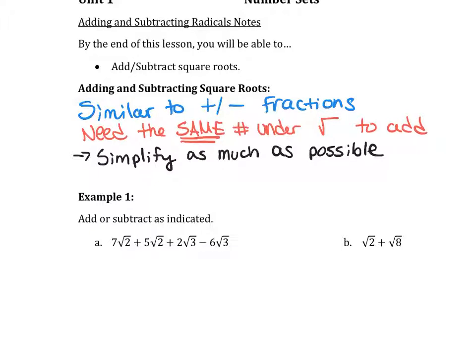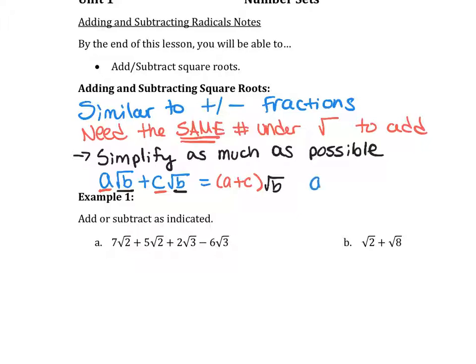And then once you've simplified as much as possible, any of your terms that have the same number under the square root can be combined if they're being added. So if you had a square root of b plus c square root of b, you would be able to take your numbers outside of the parentheses, so a plus c, and add them together, and the square root of b just comes along. Just like when adding and subtracting fractions, you add or subtract the numerators, and the denominator stays the same. It's the same idea.